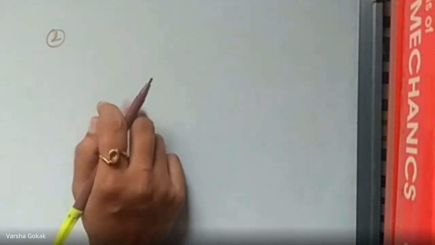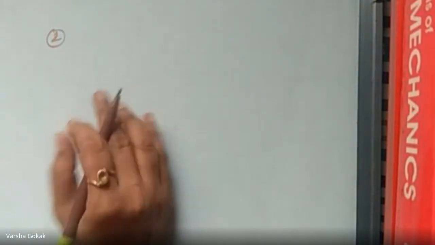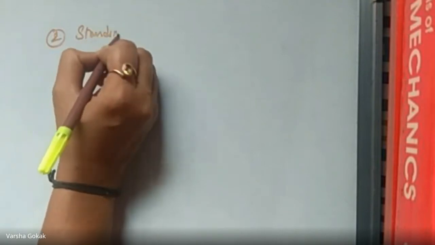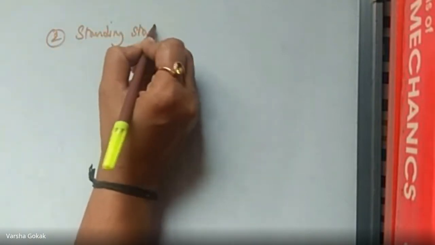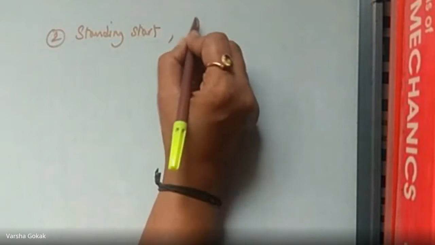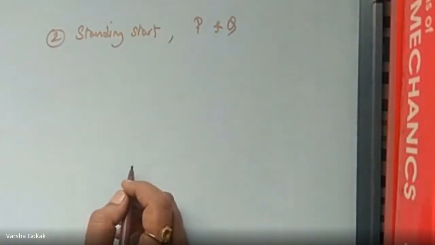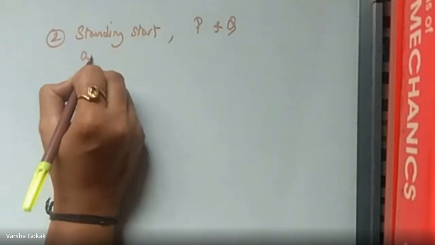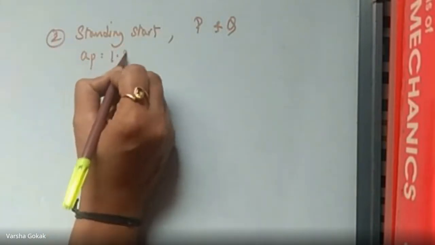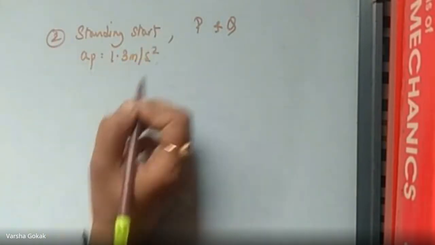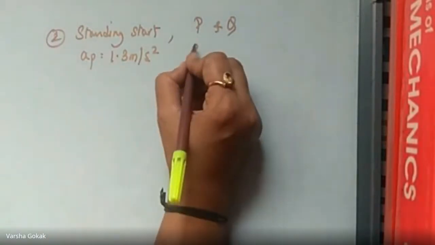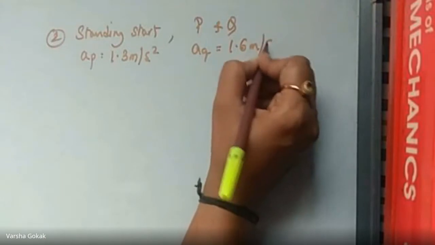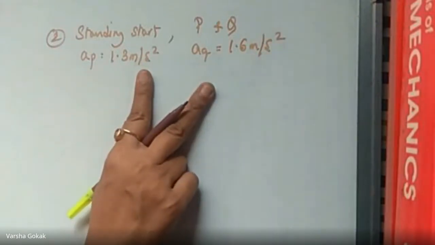There are two cars P and Q which accelerate from a standing start. The cars are P and Q, right? The acceleration of P, AP, is 1.3 meters per second square, and the acceleration of Q, AQ, is 1.6 meters per second square. They've given us the accelerations.